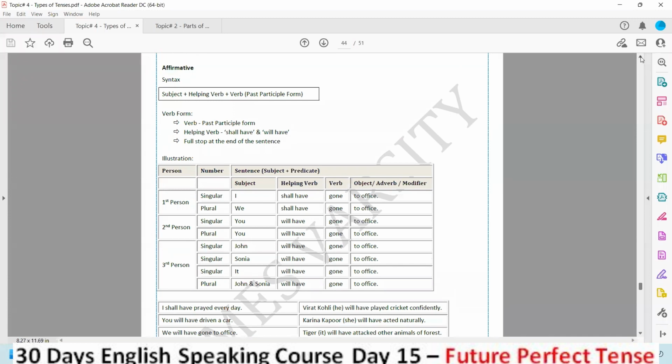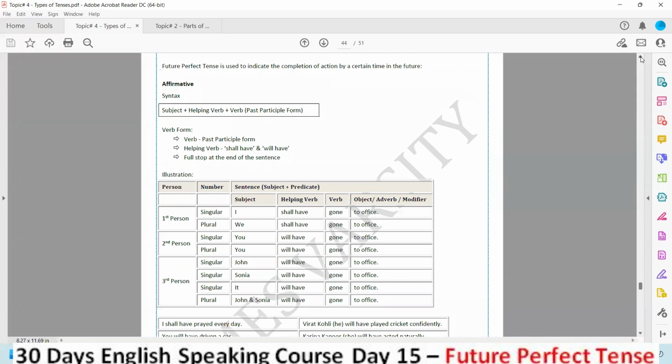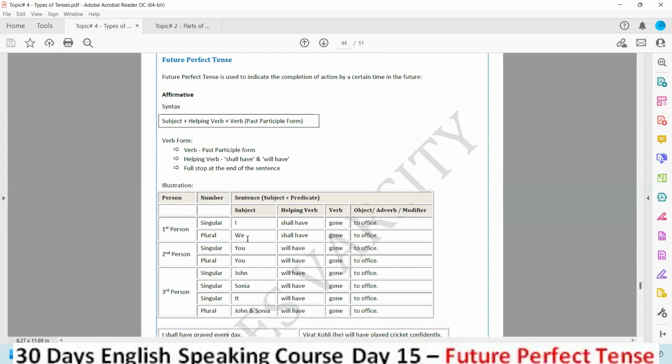That is future. We shall have gone to office. Future, right? You will have gone to office. So you can see here, the helping verb shall is used. Shall and have, these two helping verbs are used with first person singular and plural. And for the second person and third person, will have.